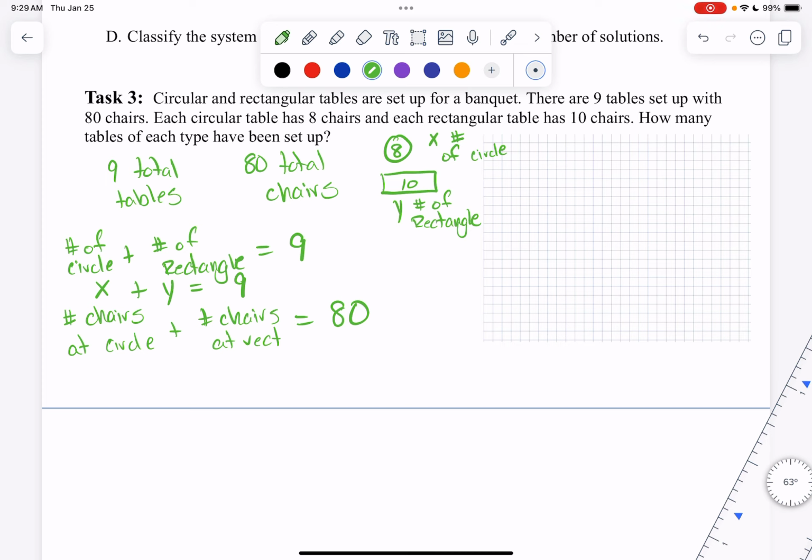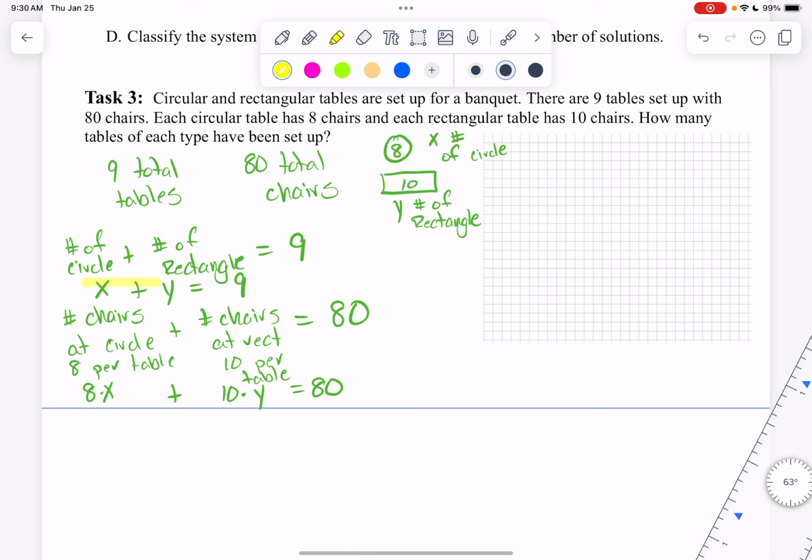Next we need the number of chairs at the circle tables. There's going to be 8 chairs per table here. Rectangle, there's going to be 10 per table. But we decided that X is the number of circle tables, so 8 per table would be 8 times X, 8 times the number of circle tables, whereas rectangle would be 10 times the number of rectangle tables. If I add those, I should get 80. So there I have my 2 equations, one there and one there.